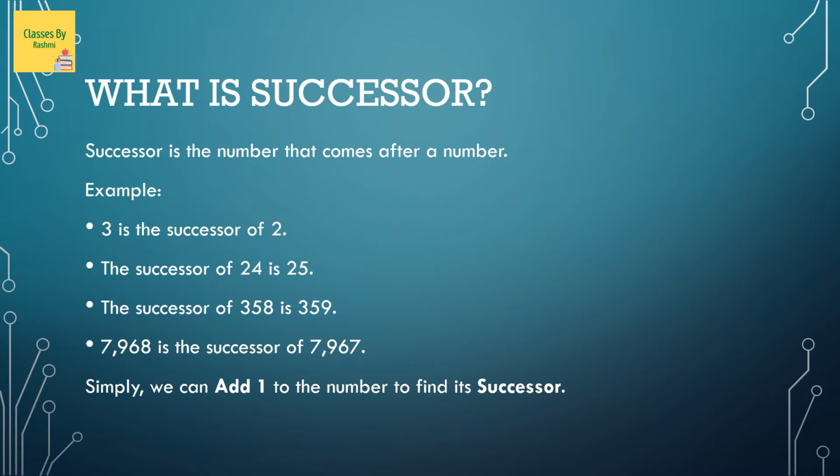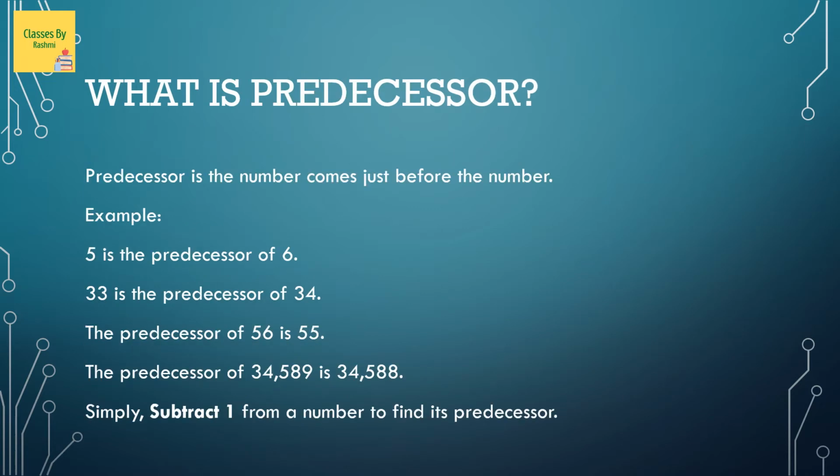Let's move ahead with the next topic, that is predecessor. Predecessor is exactly opposite. In successor, we were finding the next number, and in predecessor, we find the number right before the number. For example, if we are finding the predecessor of 6, before 6 we have 5. So 5 is the predecessor of 6. If we find the predecessor of 34, it is 33.